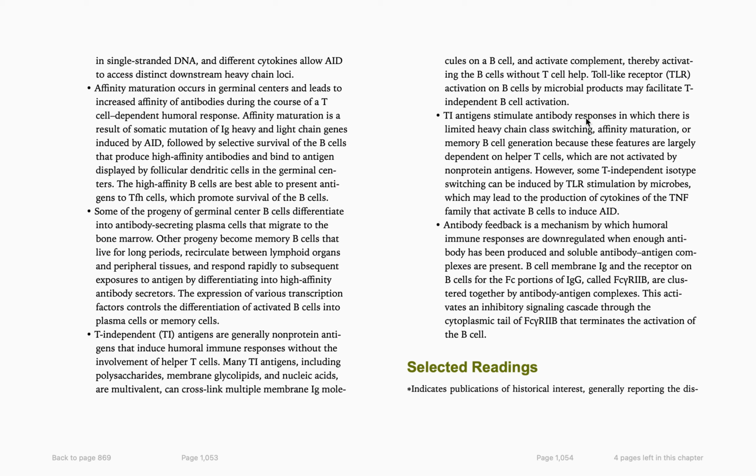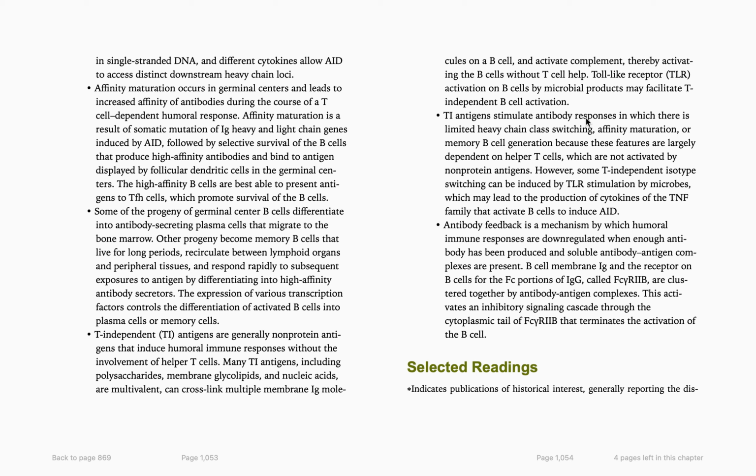The high affinity B cells are best able to present antigen to T follicular cells, which promotes survival of B cells. Some of the progeny of germinal center B cells differentiate into antibody secreting plasma cells that migrate to the bone marrow. Other progeny become memory B cells that live for long periods, recirculate between the lymphoid organs and peripheral tissues, and respond rapidly to subsequent exposure to antigens by differentiating into high affinity antibody secretors. The expression of various transcription factors controls the differentiation of activated B cells into plasma cells and memory cells.